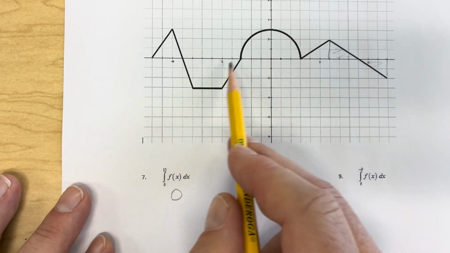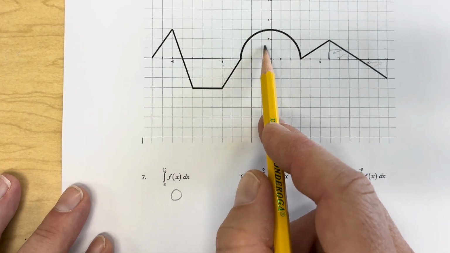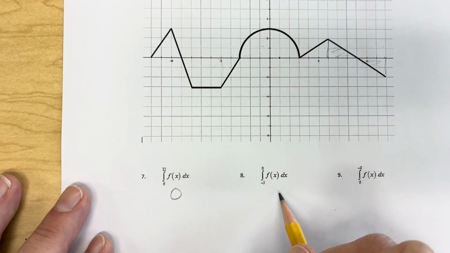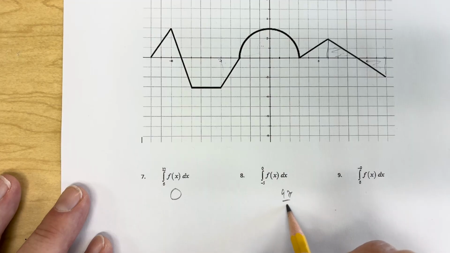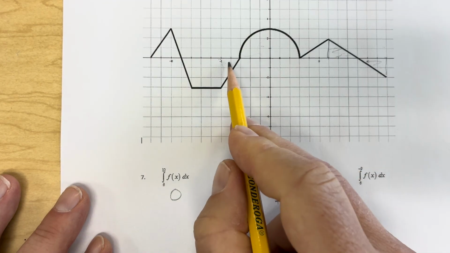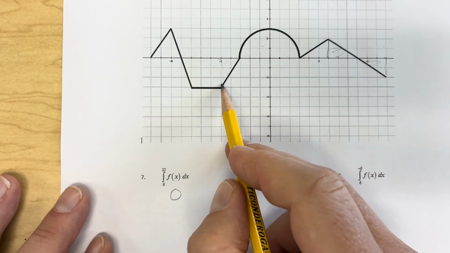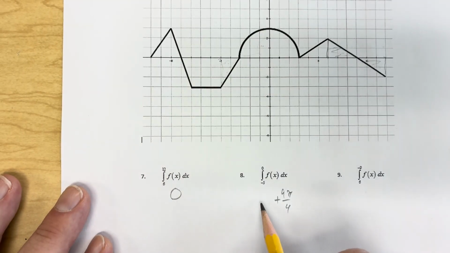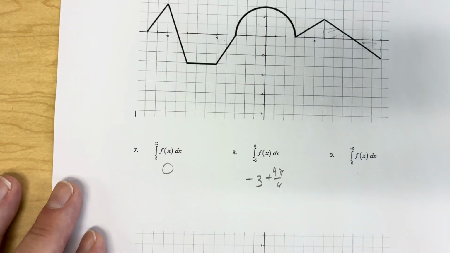-5 to 0 is 2 separate areas that don't really cancel out. We have this quarter circle, which we've already said is 9 pi over 4. We're going to add that to this area here, which is a triangle, 3 times 2 divided by 2, which is 3, but it's below the x-axis, so it'll be a -3. Okay?